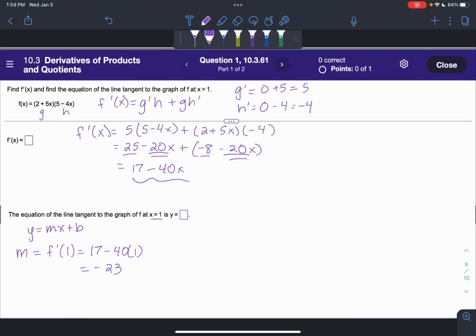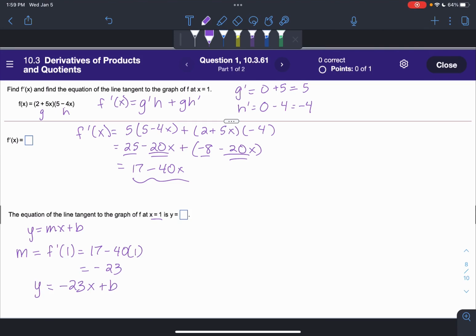It's totally okay that it's negative, right? Because it's just going to be a slope that's going downwards from left to right. So don't worry if it's negative, because that's a possibility. So my line looks like y equals negative 23x plus b.